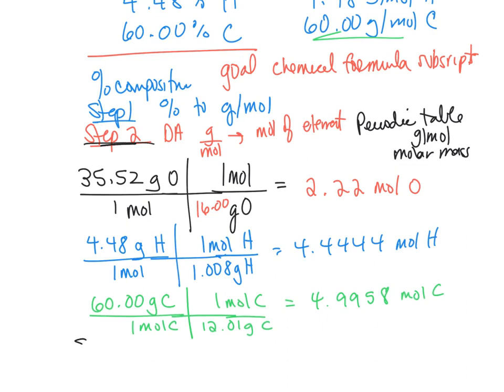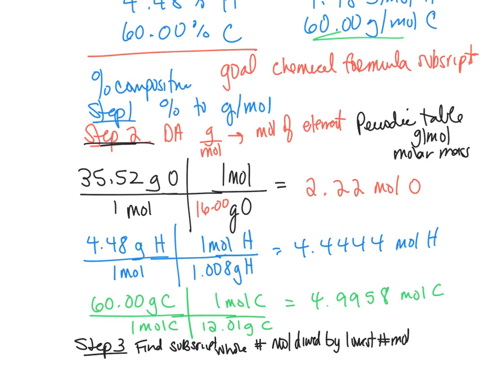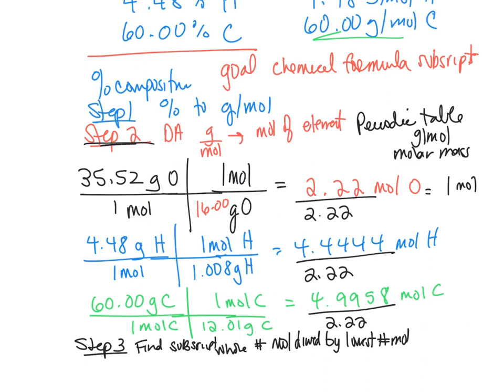This is the last step. Step 3, you're going to find the subscripts. And how you do that, remember these got to be whole numbers. So you want to take the numbers that you just calculated here, the moles, and divide by the lowest number of moles. So 2.2 is it, right? That's smaller than 4.4 and 4.9. And you got to divide each one by this. Well, 2.2 equals 1 mole of oxygen.